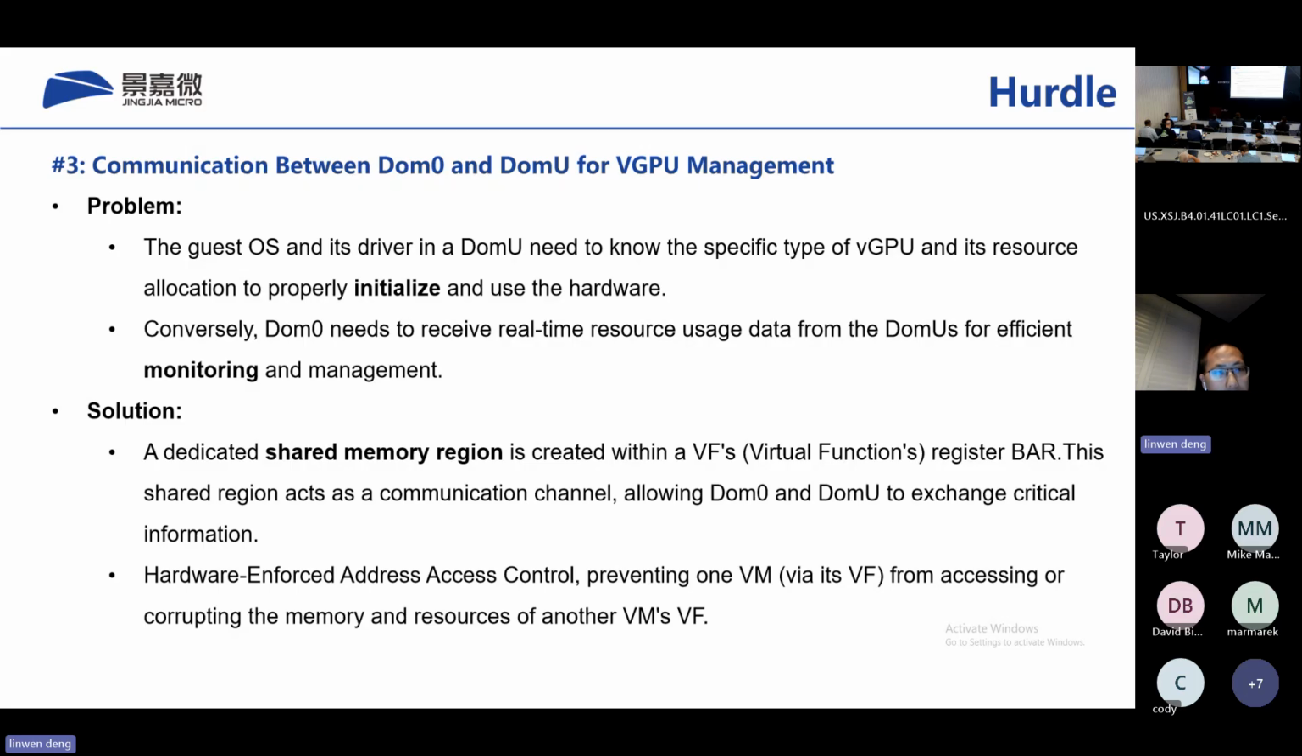And the second case, the guest domain sends information to the domain 0. The guest driver in the guest domain continuously writes its resource usage data, such as the GPU utilization and the memory consumption, to the shared memory region. And the DOM 0 virtualization driver reads this data, enabling it to monitor and manage the vGPU environment, ensuring fair resource distribution and identifying potential bottlenecks.